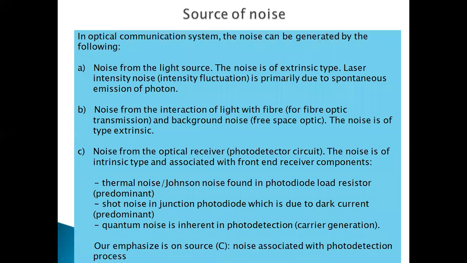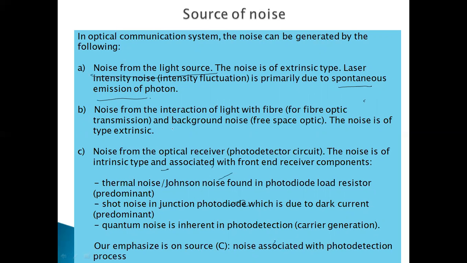Let us proceed with the sources of noise. In an optical communication system, the noise can be generated by these phenomena. The first one, A, is the noise from the light source, which is of extrinsic type. Basically it is due to the laser intensity noise, and to the spontaneous emission of the photons. So this is noise from the light source.